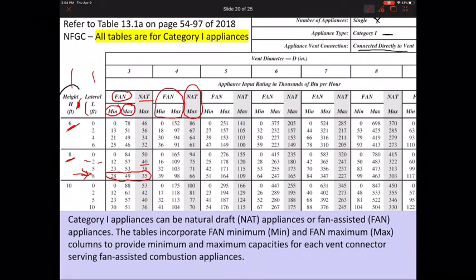And all these numbers that are shown in here are all BTU numbers. They're talking about appliance input in thousands of BTUs per hour that is going into that vent system. In some situations, you might have an excessive number of elbows, and you're going to have to derate these table values for whatever it is that you happen to be doing.